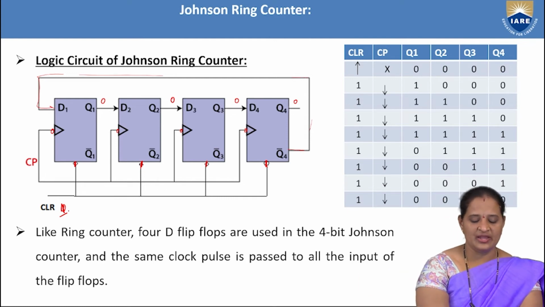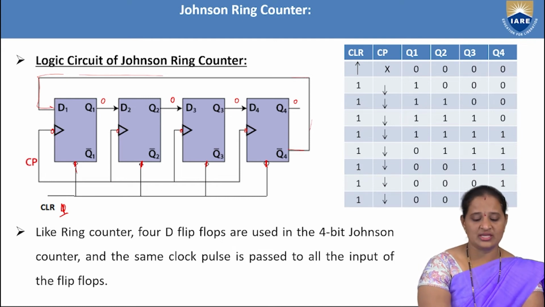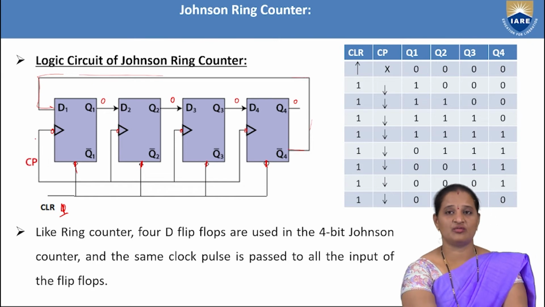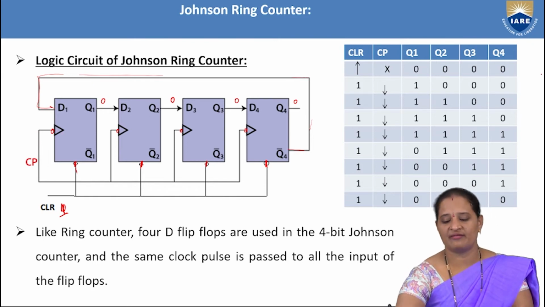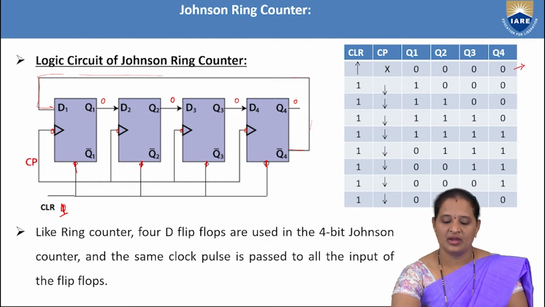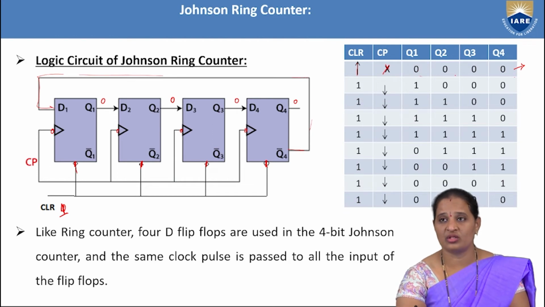Initially, when I apply the clear input as 1, it clears all the flip-flops irrespective of the clock signal. That I have shown in the first row of the truth table here. Here the clear input is high, and hence irrespective of the clock, the output of all the flip-flops is 0.